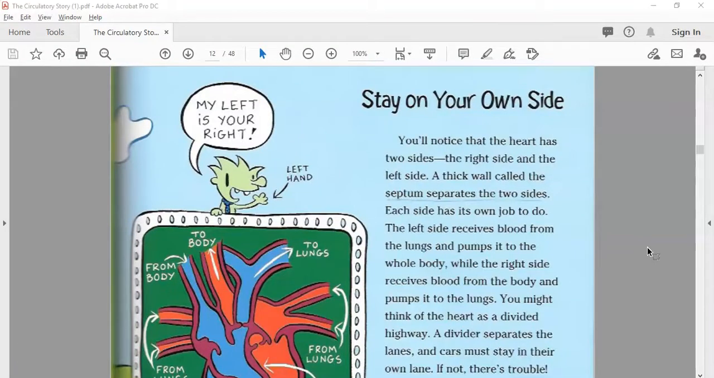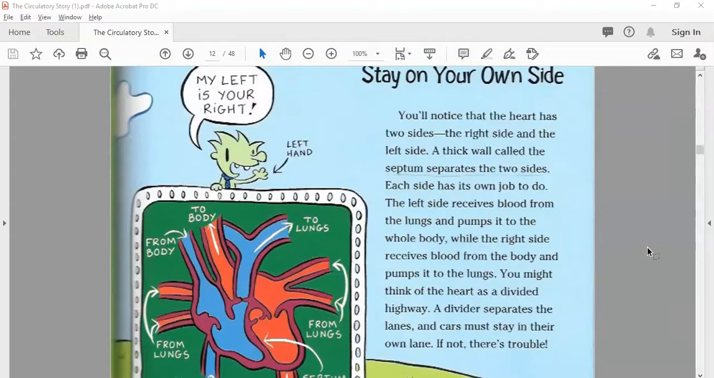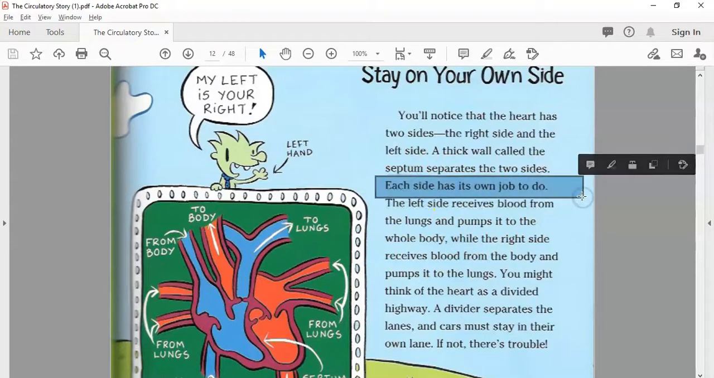Okay, boys and girls. So I know that the main idea of this section is that the heart is divided into two sections. Now, why is my heart divided into two sections? What does the section say? Is there a reason the heart is divided into two sections? Yes. Why? What does it say? So each side has its own job to do. Okay, can we say that each side has its own job to do? Is that the reason why our heart is divided into two sides? Yeah, so let's go ahead and write that.